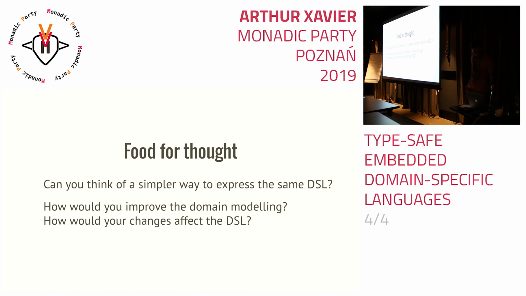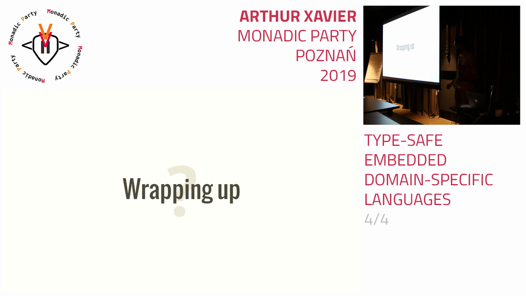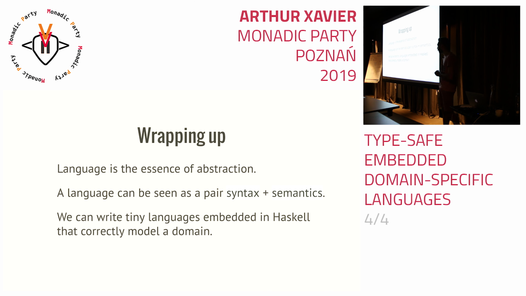Yeah, I think I'll have to wrap up now, and I can show some cooler examples later. So wrapping up, we have seen that language is the essence of abstraction. Whenever we're describing something, we're domain modeling, whenever a product manager tells us something, we always frame these things with language. We always describe and specify these things with language.